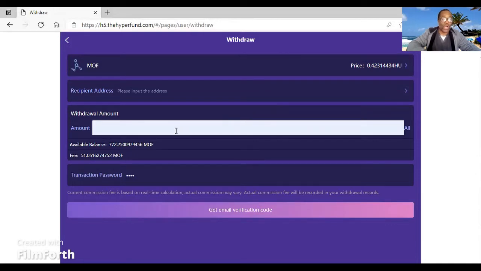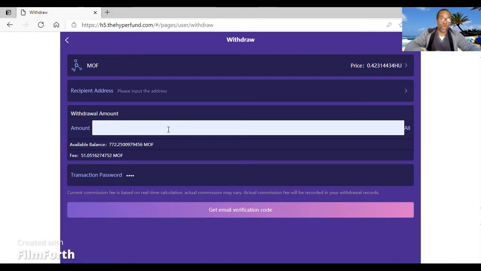So there is a fee attached to this, which varies depending on the time that one is making the withdrawal. And let me point out, this fee has nothing to do with the platform or HyperFund Global. It is a transaction fee by the network, the Ethereum network, where this has to be processed.